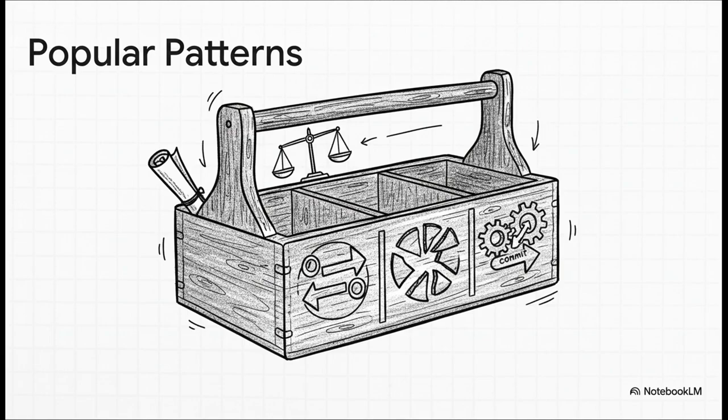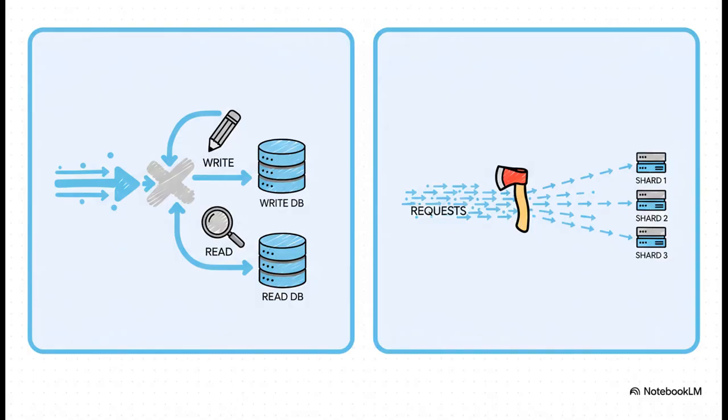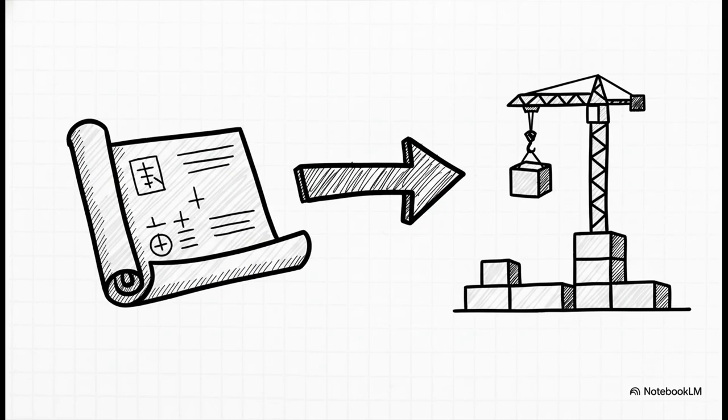There are a bunch of patterns, and each one solves a very specific kind of problem. For example, CQRS splits reads from writes, while sharding assigns certain tasks to dedicated services. But a blueprint is just one piece of the puzzle. You also need a solid construction plan.